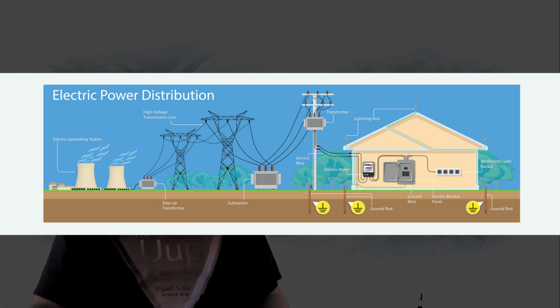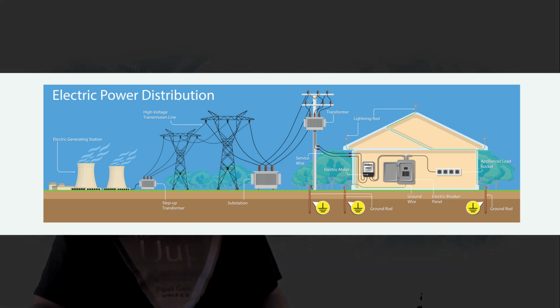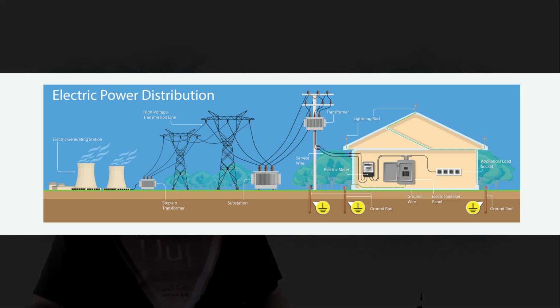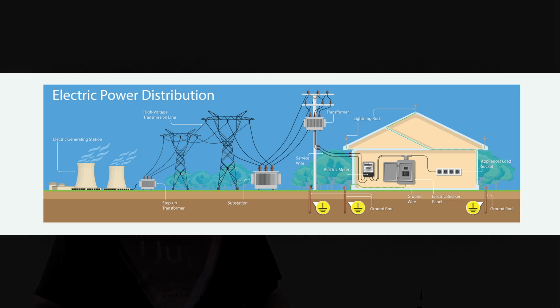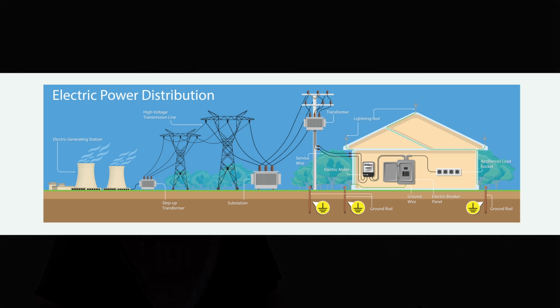Then it goes through the high power lines and it goes through the electric lines and it ends up going to a transformer near your house. And then it is stepped back down to a lower voltage and then it goes into your breaker box at home.